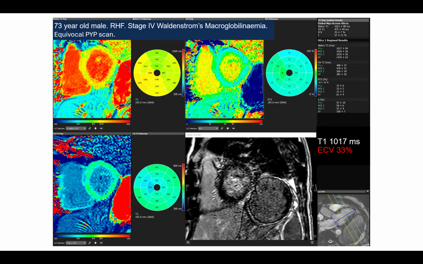Here's another patient with risk factors for amyloid who had an equivocal pyrophosphate scan. And on MRI, we can see on tissue mapping, we've got essentially normal T1 values and a global T1 of 1017 milliseconds, but an ECV that is abnormal at 33%. And so there is literature out there to say that sometimes ECV is more sensitive and it's able to detect early cardiac amyloidosis before the T1 values become abnormal, and this is one such suspected case.